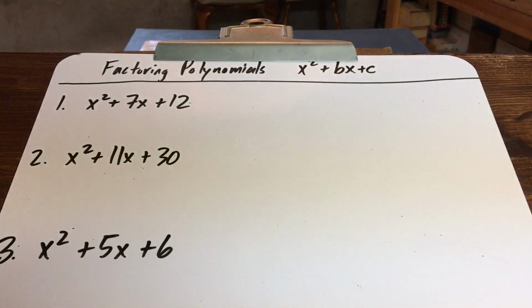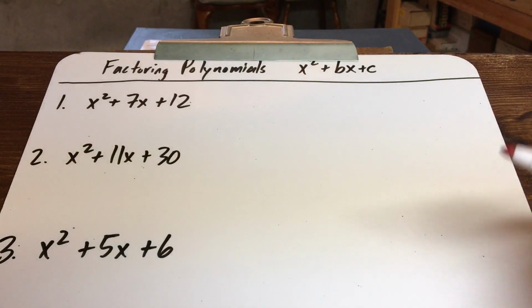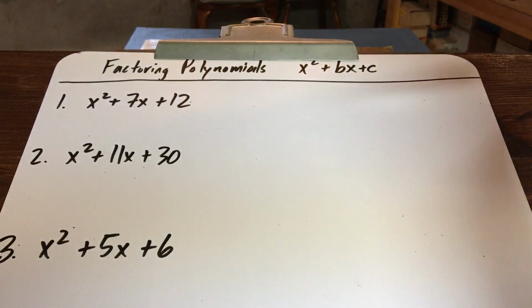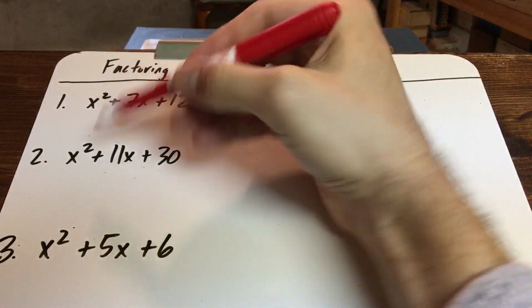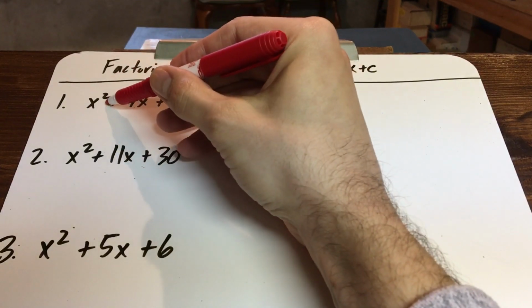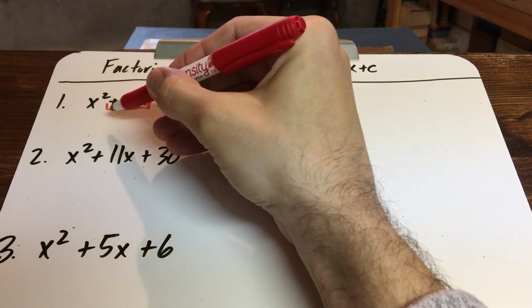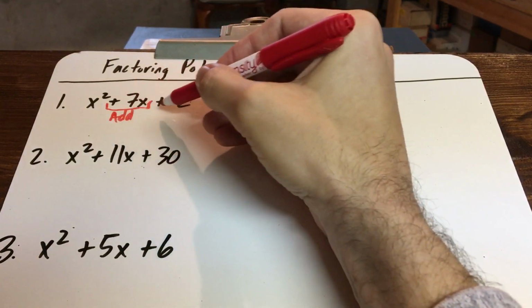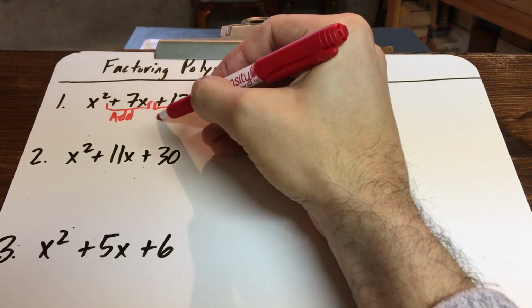Let me adjust that. Example number 1, x squared plus 7x plus 12. Okay, I have all plus signs on this board. We'll eventually get to some minus signs on the next one. So we're looking for what numbers would add up to equal 7 and multiply to equal 12.